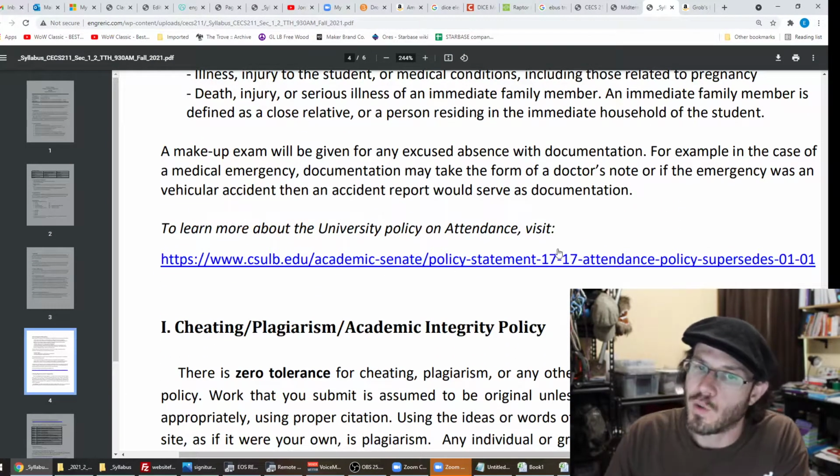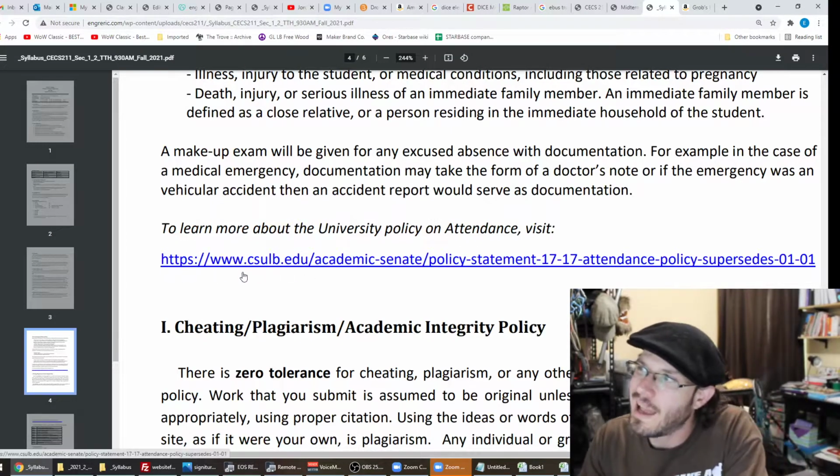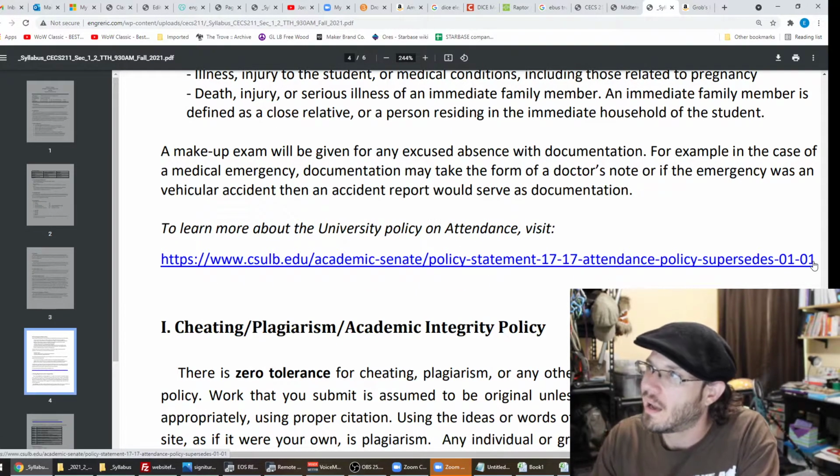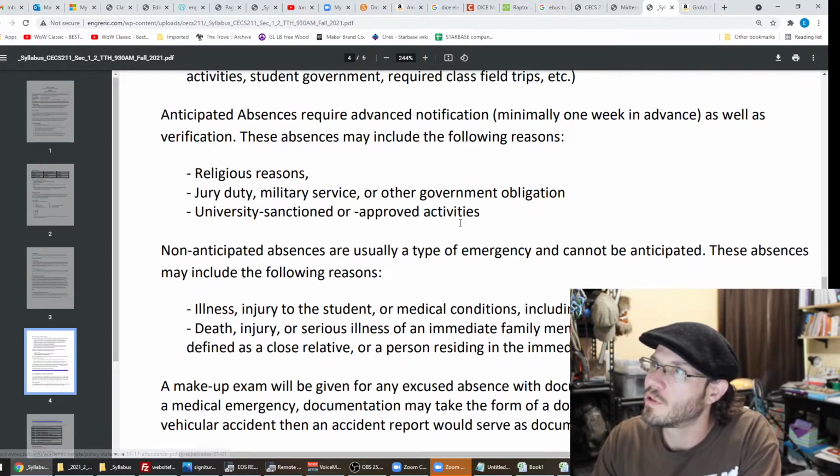And this is taken directly from the university policy. You can go ahead, check out the link from here as to what they say. It is almost an exact copy of what I have here.